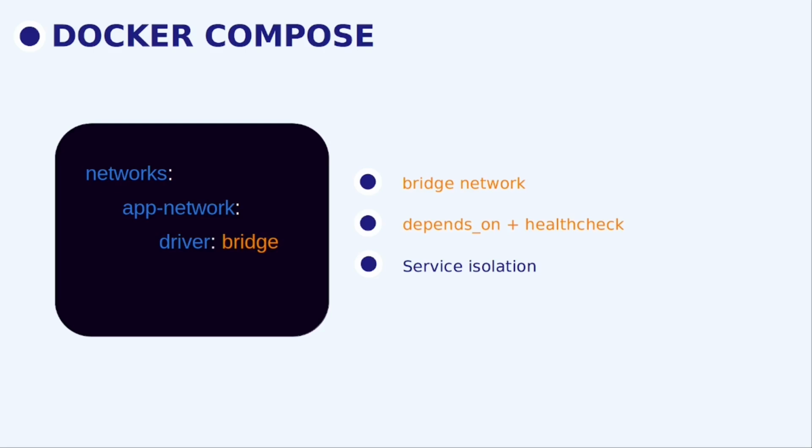Docker Compose. Docker Compose is the core of this system. We define services, networks, and dependencies. One of the most important parts is the bridge network. This creates a private network where containers can talk to each other. Docker provides built-in DNS. We also use depends_on with health checks to ensure services start in the correct order. This is how we simulate a real production environment.